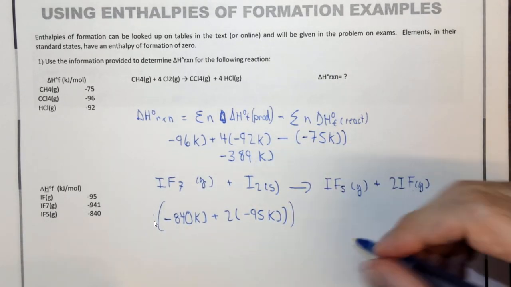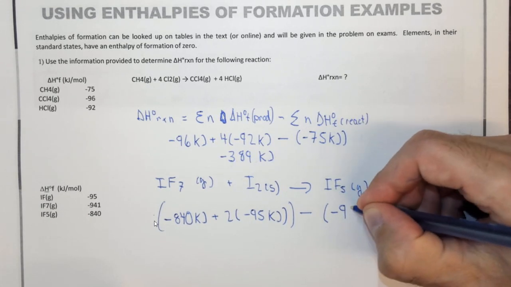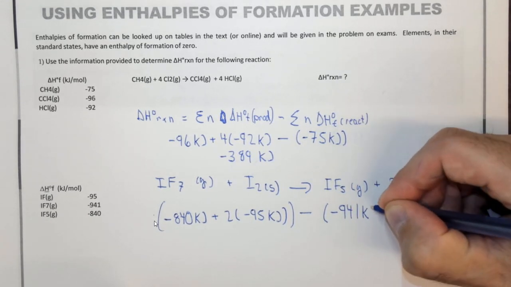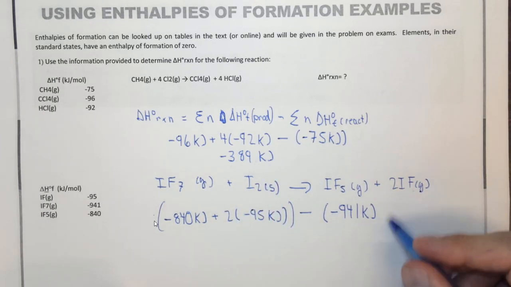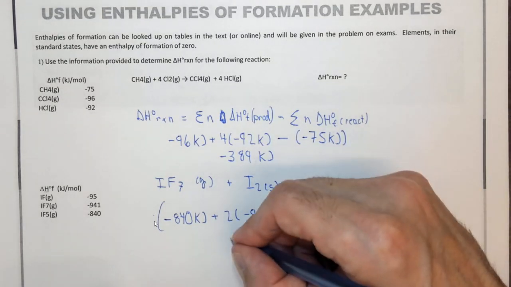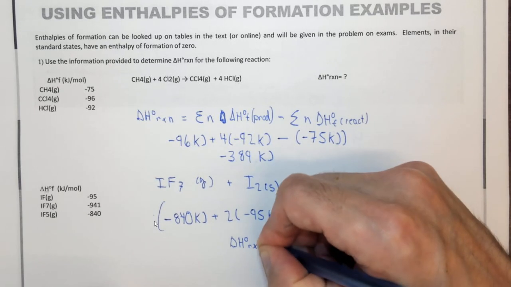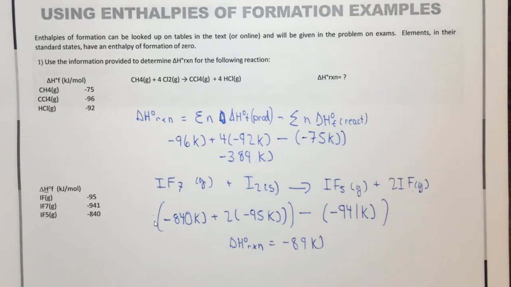Then we take that entire answer and we subtract the enthalpy of formation of IF7. There's 1, so we just put in negative 941 kilojoules. And again, we have an element, I2, so you could do plus 0 or just leave it blank. When you do this math, you find that the enthalpy of this reaction, for the reaction as written, is minus 89 kilojoules. So this is how we use the enthalpy of the products minus the enthalpy of the reactants, using enthalpies of formation in order to find enthalpies of reactions.